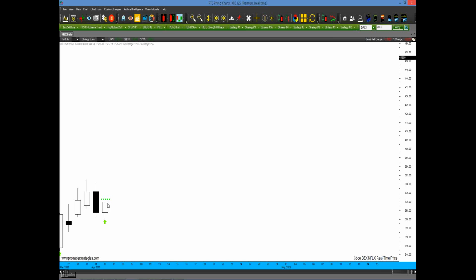We don't want to just buy at the market on the close. You can if you want to, but that's a little bit more advanced. Let's just say we want confirmation that it trades above this highlighted bar here with the arrow. All right, so on the next bar, we never traded there. So it was a good thing we didn't buy at the market, right?